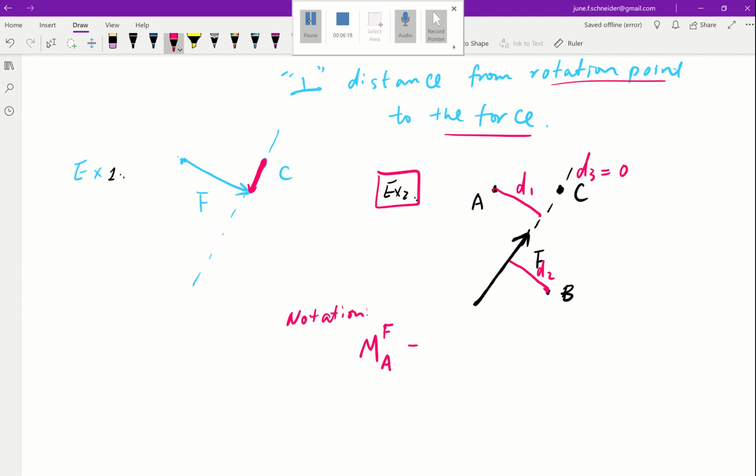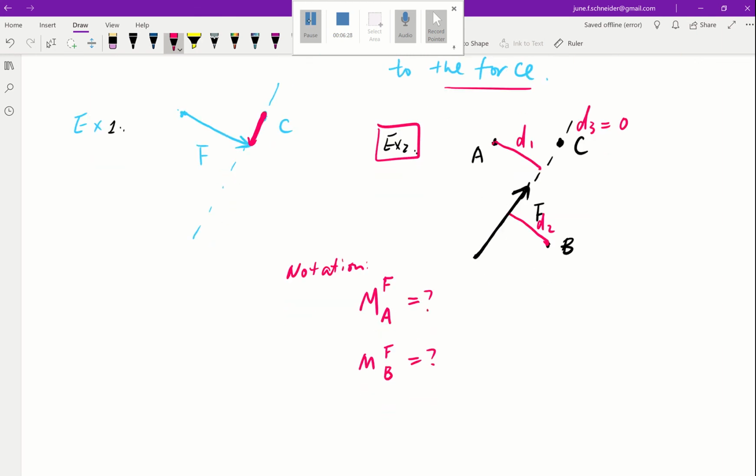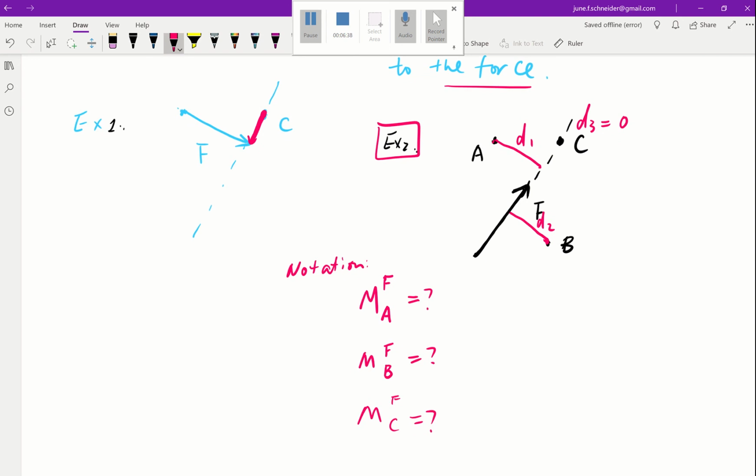So we want to find this force rotating about A. And if I were trying to rotate about B, what would be the value? Then what would be this force rotating about C? What would be the value? I think we can already know, right? Using the formula, the moment is force times the moment of arm.